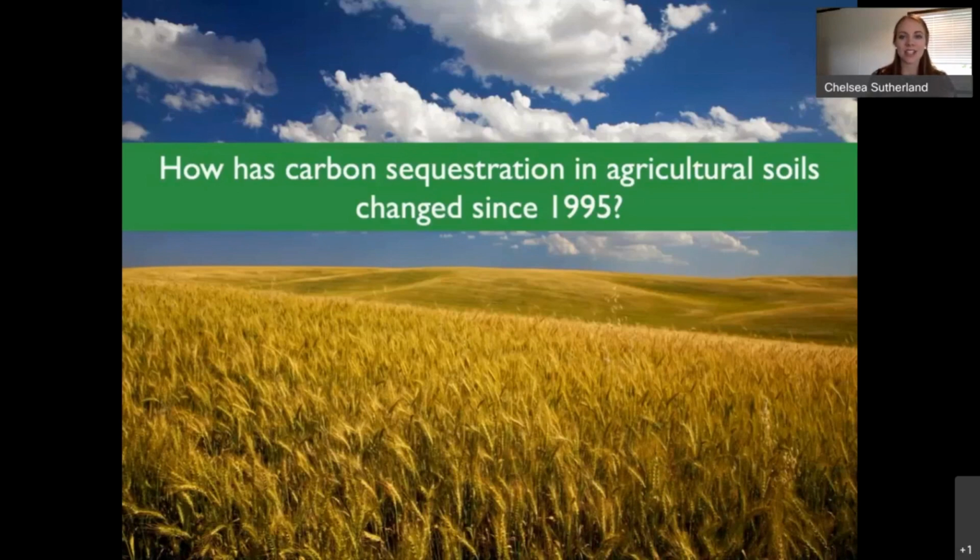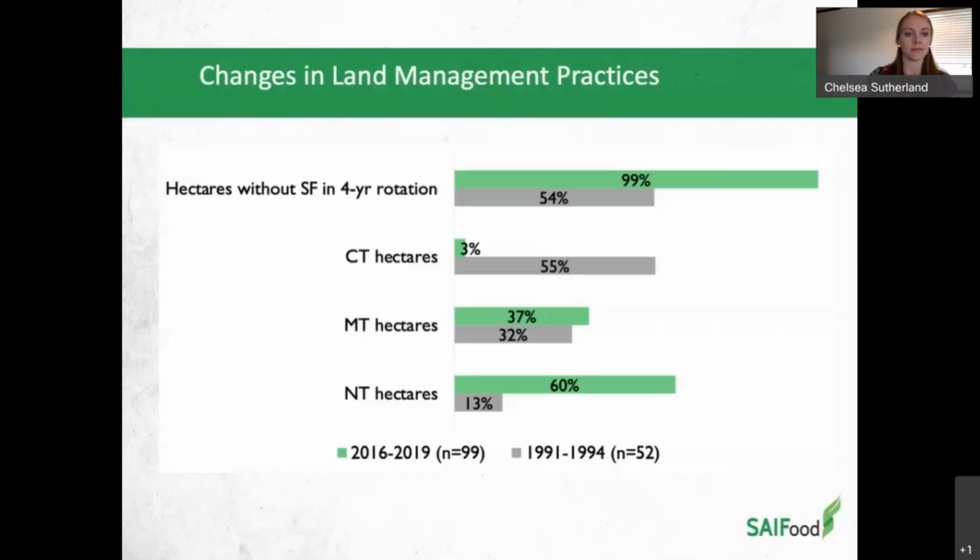So this leads me to my results. How has carbon sequestration in agricultural soils changed since 1995? Okay, slide 12 now. So the first thing we look at is the changes in land management practices. Between these 25 years, hectares without summerfallow in their crop rotation, so hectares that had summerfallow completely removed, increased from 54 to 99% of hectares in our sample, which means that by 2016 to 2019, only 1% of hectares were still managed with summerfallow.